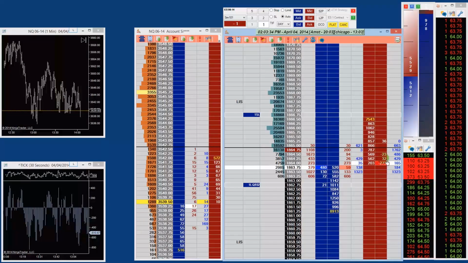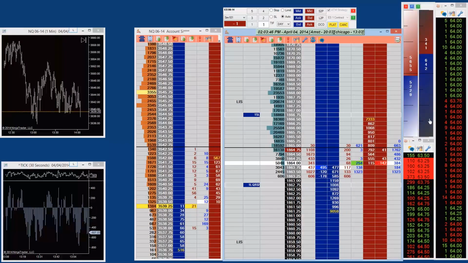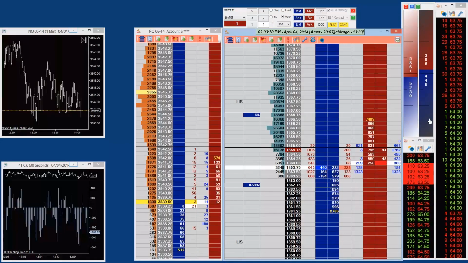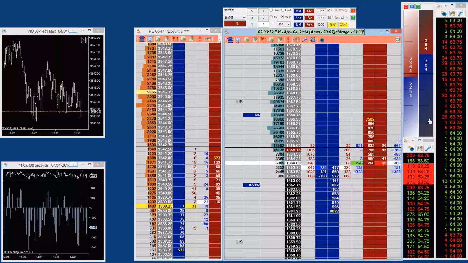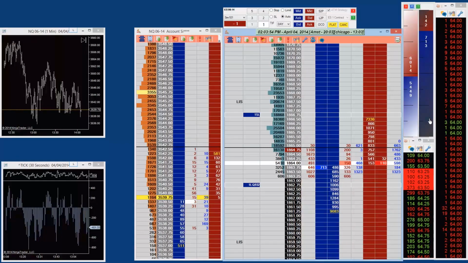What that is saying is it's representing how much is pulled or stacked. If they add to the bids, which they're doing, it adds to the blue. And if they pull from the offers, it also adds to the blue. So it's saying if you add contracts to the bid or pull contracts from the offer, that's bullish. And if you pull contracts from the bid and add contracts to the offer, that's bearish.